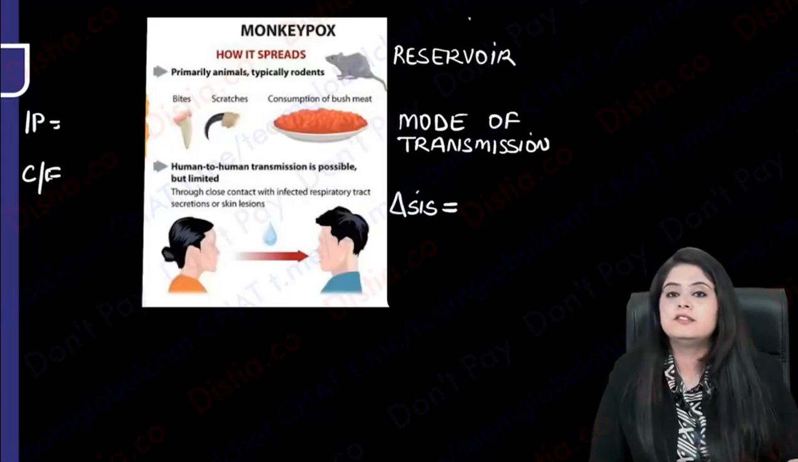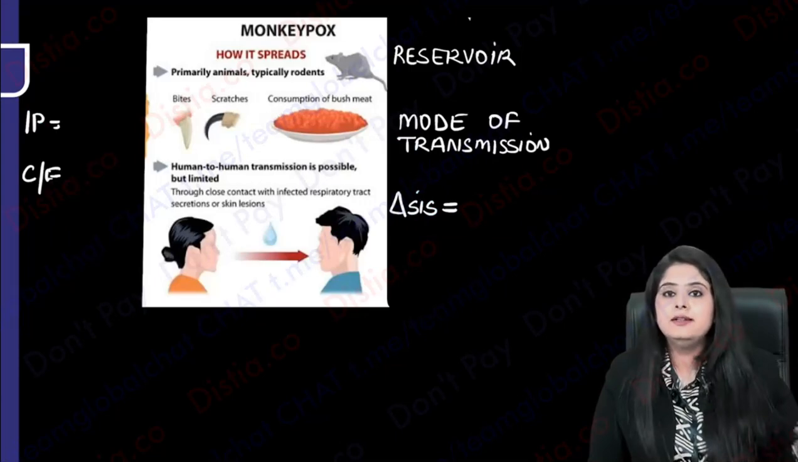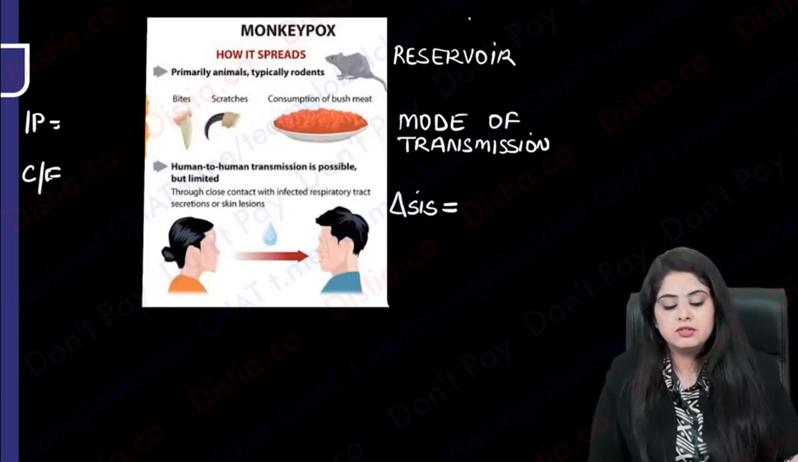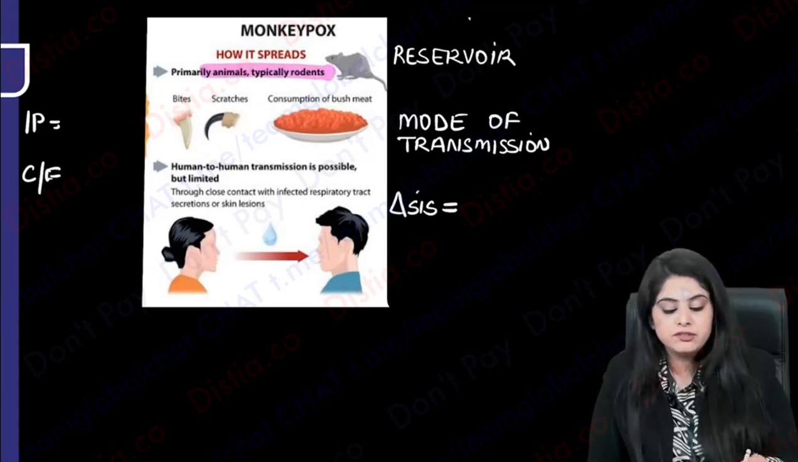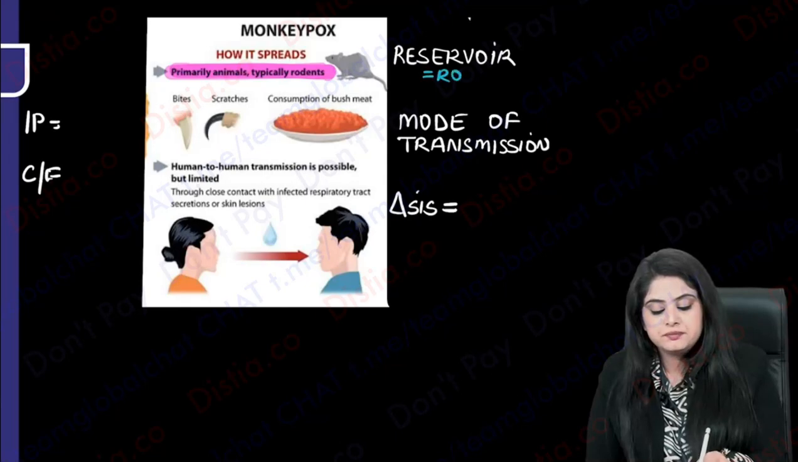All of you have seen this in the news lately, in 2022 and 23, and earlier also for many decades there was monkeypox, which of course comes from the monkeys. But who is the reservoir? It primarily occurs in animals, and typically rodents are said to be the reservoirs. Rodents are said to be the reservoir.